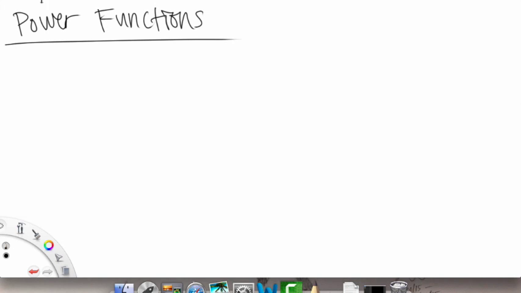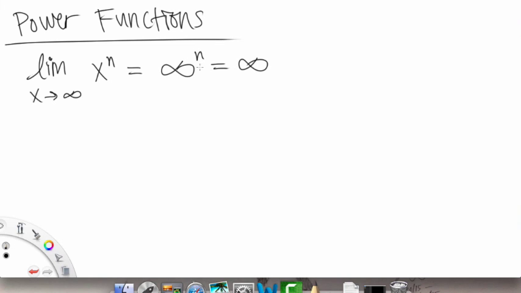Alright, so now a little bit more about power functions. For this, I'm going to show you a couple different cases. The limit as x goes to infinity of x to the n power is going to be equal to infinity to the n, which is equal to positive infinity.